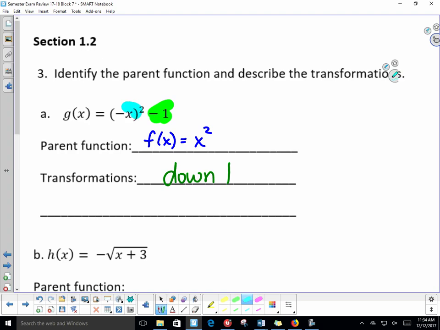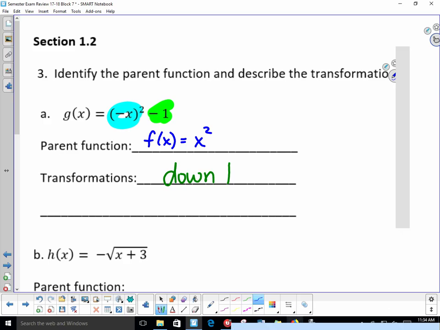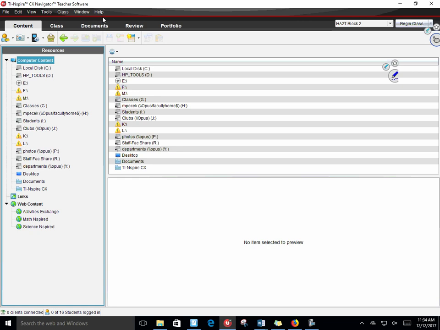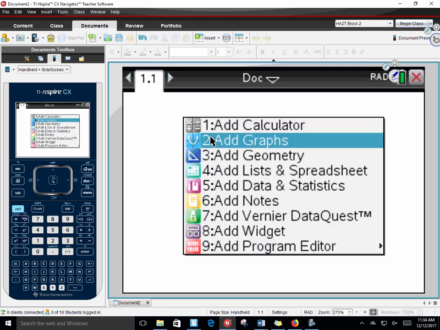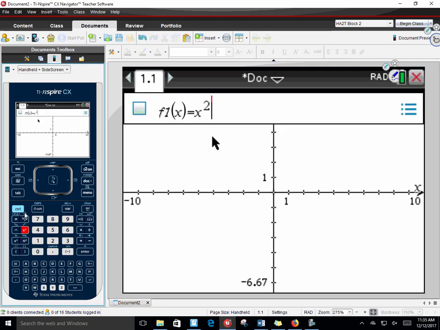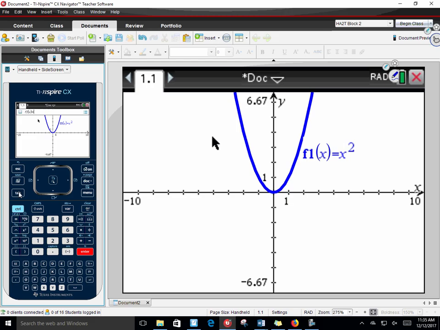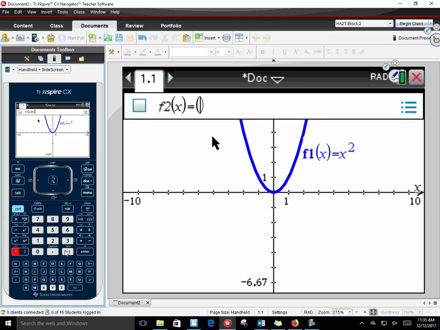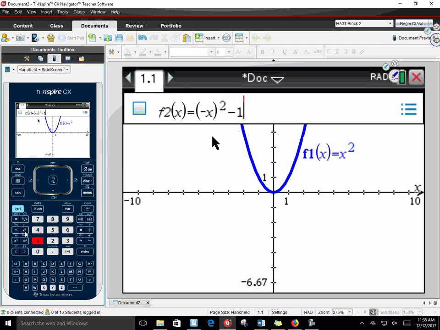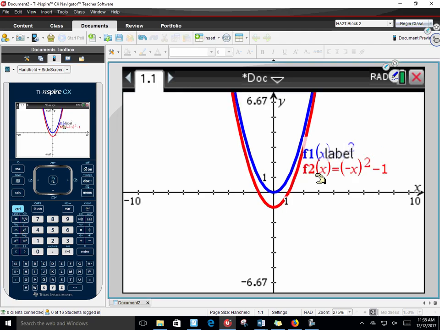Horizontal. Would it help if I graph it for you? Yeah. Okay, so that's an option if you're stuck and don't know what to do. When I do this, I'm going to graph the original. So my parent function is x squared. And the new one I want to also graph is (-x) squared, then -1. So you already told us down 1.